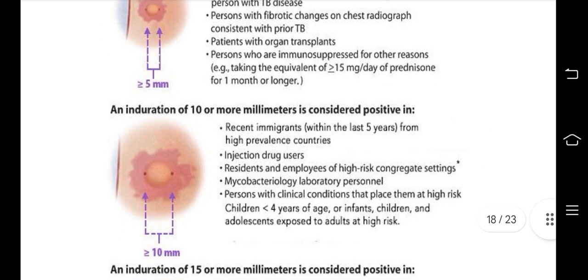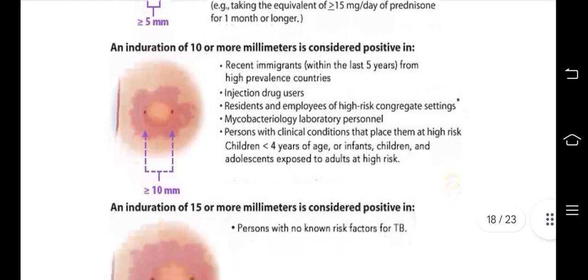An induration of 10 or more millimeters is considered positive in recent immigrants within the last 5 years from high prevalence countries, injection drug users, residents and employees of high-risk congregate settings, mycobacteriology laboratory personnel, persons with clinical conditions that place them at high risk, children less than 5 years of age, and infants, children and adolescents exposed to adults at high risk.